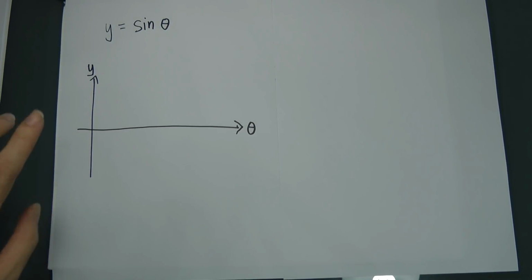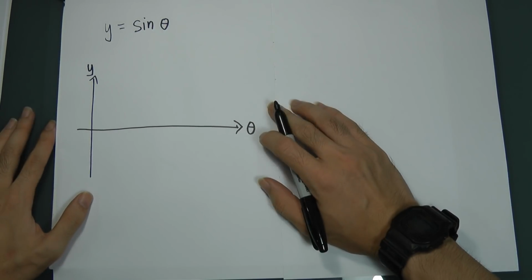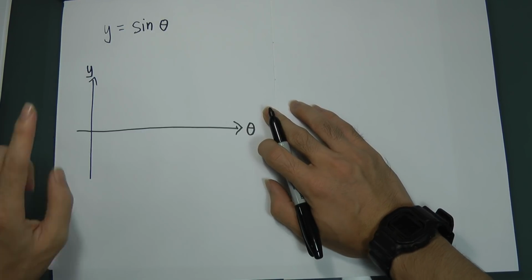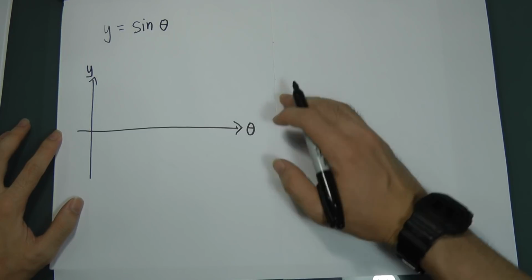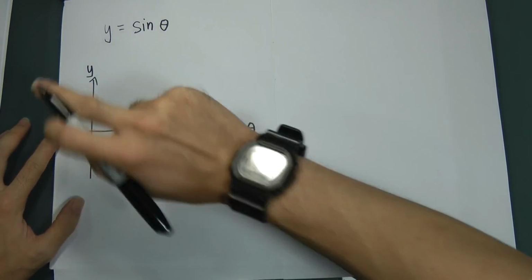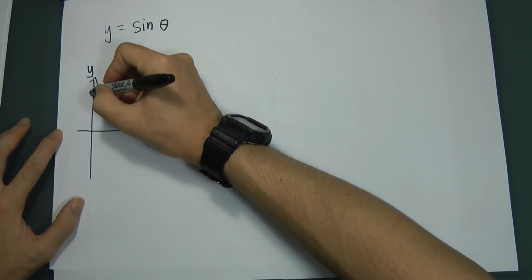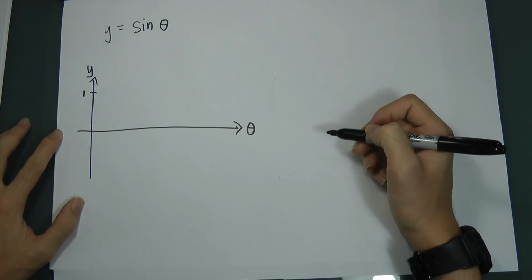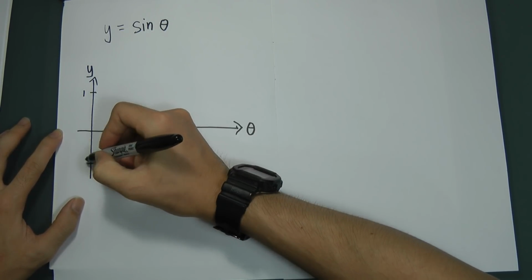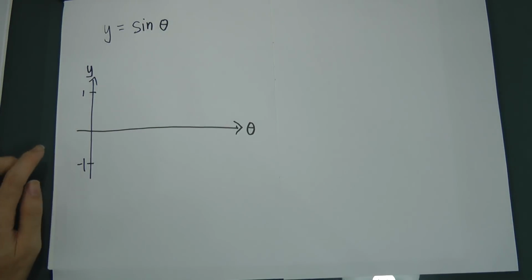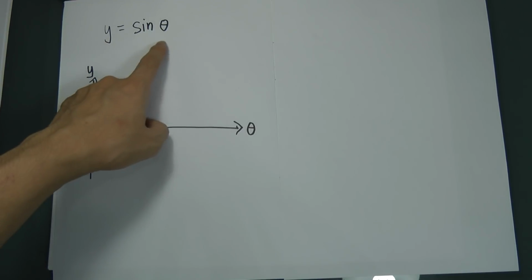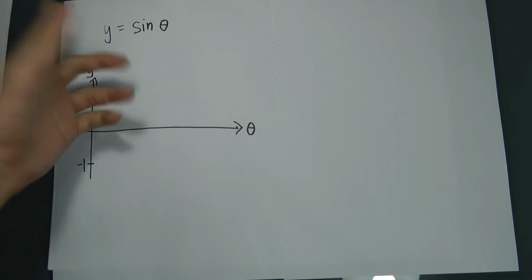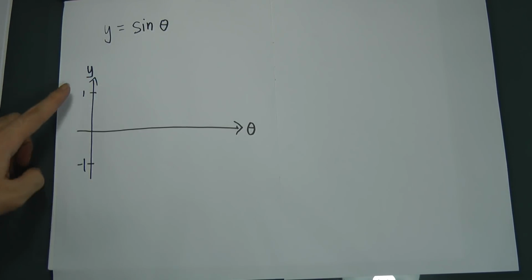There are a few things you must be very careful about with the sine graph. First is the amplitude. For the sine graph, the maximum value, remember this one, the maximum value is 1 and the minimum value is -1. This one you must remember. For y equal to sine angle, or sine x, the maximum value is 1 and the minimum value is -1.